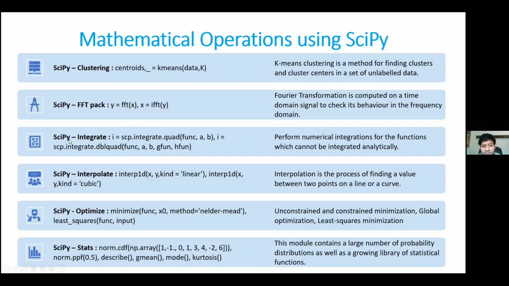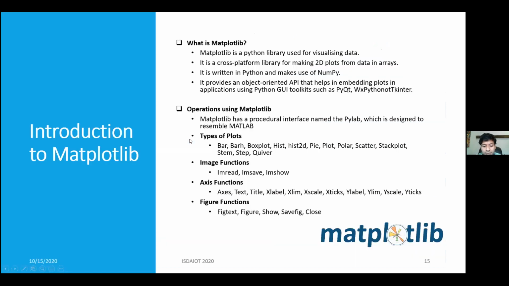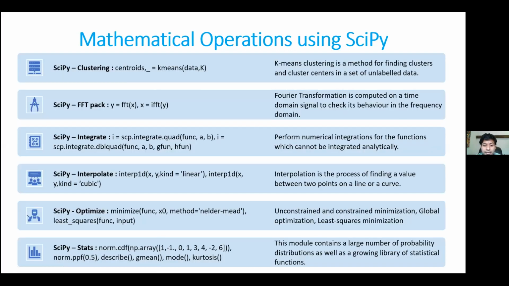Then there is scipy.integrate. So integrate.quad expects the input as a function, and a and b, these are the lower and upper limits of the function. So this is numerical integration. It gives you the numerical integration value and an error, the numerical error in the computation.